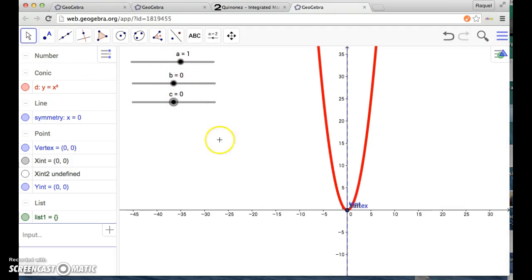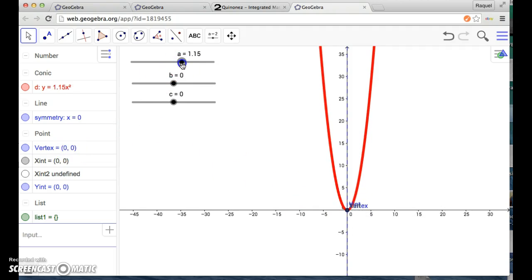Okay, so this is y equals x squared. So A is 1. There's a 1 for the x squared. B, there's no B. That would be bx. And then C is nothing. I also added a vertex, x-intercept, and a y-intercept. So right now, the absolute minimum of this parabola is 0, 0 right here.